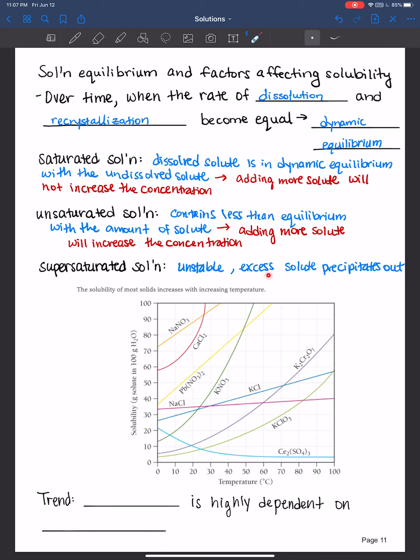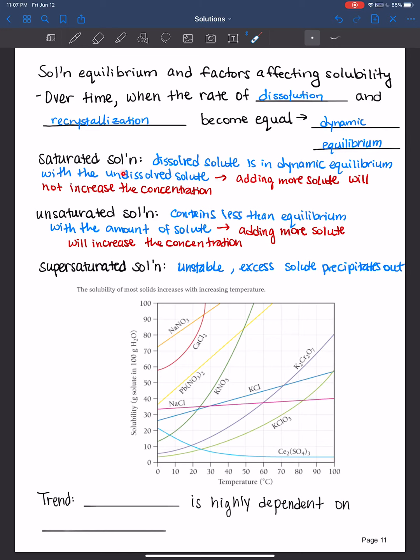And so that sugar is the excess solute that's precipitating out. So you see a solid at the bottom of your glass. Whereas an unsaturated solution should still look like water, right? There's solute dissolved in it, but it contains less than that equilibrium amount of solute. And so we could add more solute, and therefore that would change the concentration.